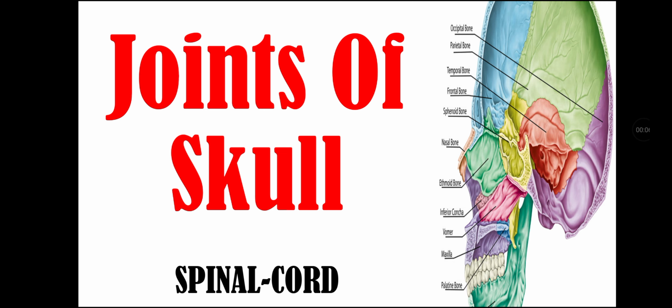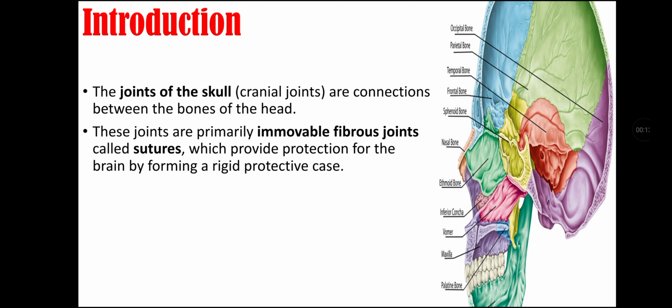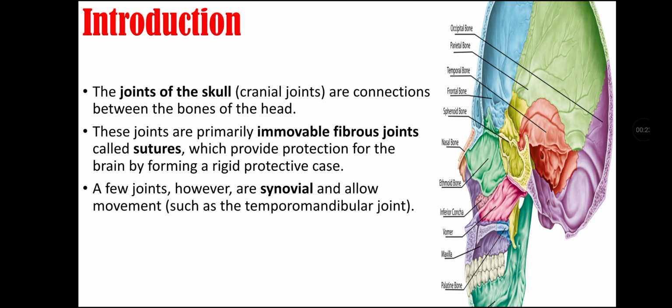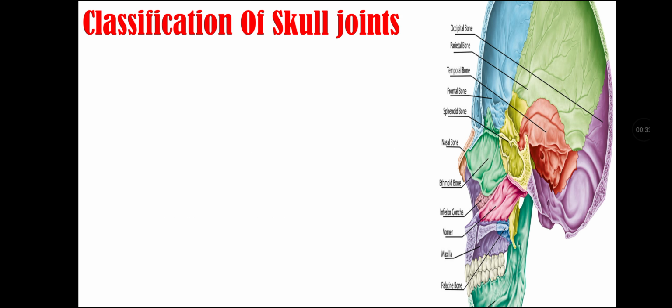So let's start our topic with introduction. Joints of skull, also called the cranial joints, are connections between bones of the head. These joints are primarily immovable fibrous joints that are called sutures, which provide protection for the brain by forming a rigid protective case. A few joints, however, are synovial and allow movement, such as temporomandibular joint. Understanding these joints is essential in anatomy, especially for studying skull development, growth, and trauma.